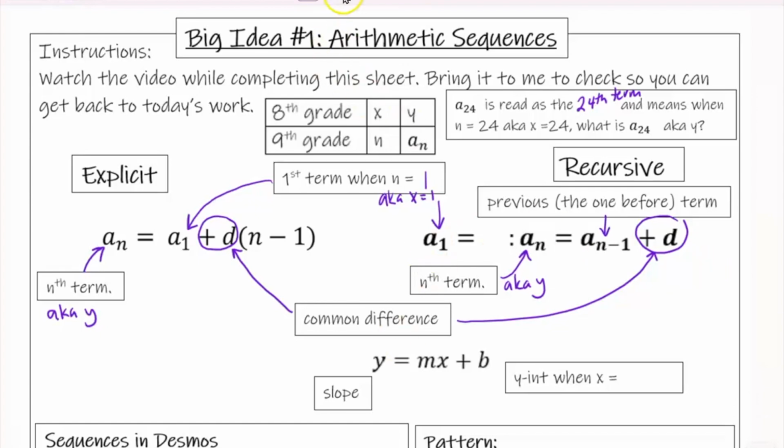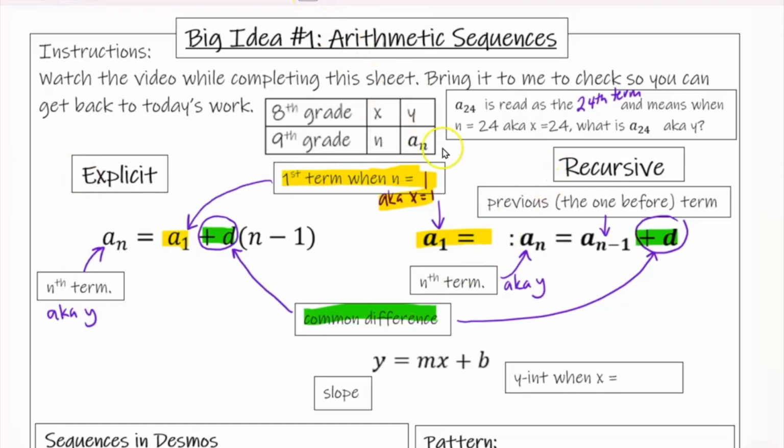The 2 main things that you need to know, whether you're looking at explicit or recursive, is you need to know where the first term is, which is a1. Okay, so you need to know where a1 is, which is the first term, where x equals 1. And then the second thing is you need to know what the common difference is. And the common difference is that plus d. Okay, so those are the 2 main things that you need to know when you're looking at both of them.